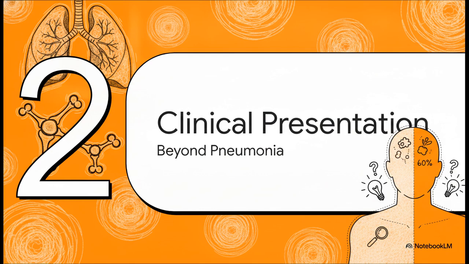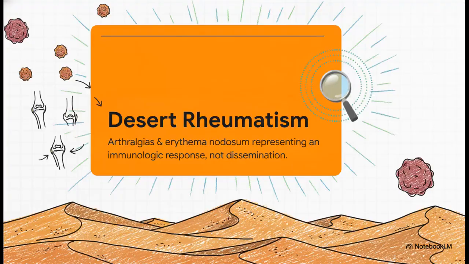Section 2. Clinical presentation and rheumatism. Beyond community-acquired pneumonia. So it's actually really important to note that about 60% of patients who get this are entirely asymptomatic. They never even know they have it. But for the 40% who do get sick, you are frequently going to see the term desert rheumatism pop up on your exams. This describes a patient presenting with symmetric arthralgias, usually in the ankles, knees, and hips. And this often comes along with erythema nodosum, which are those intensely painful red nodules on the lower legs, particularly in female patients.